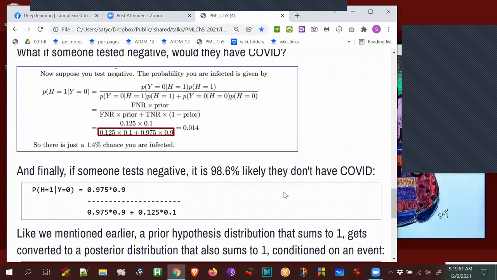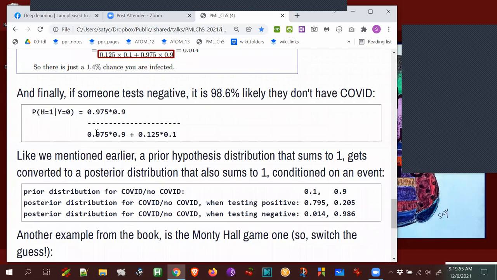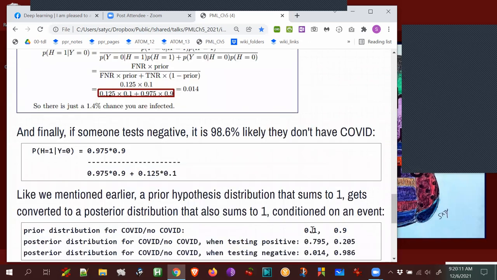Cool. Okay, so then therefore, I want to finish it all by saying this. You have a prior hypothesis, 0.1 plus 0.9, that sums to one. Simply prior, no for COVID versus no COVID. But now you have a posterior two different ways, testing positive event, testing negative event. If you test positive, then the posterior breaks up into 0.795 for yes, and then 0.205 for no.